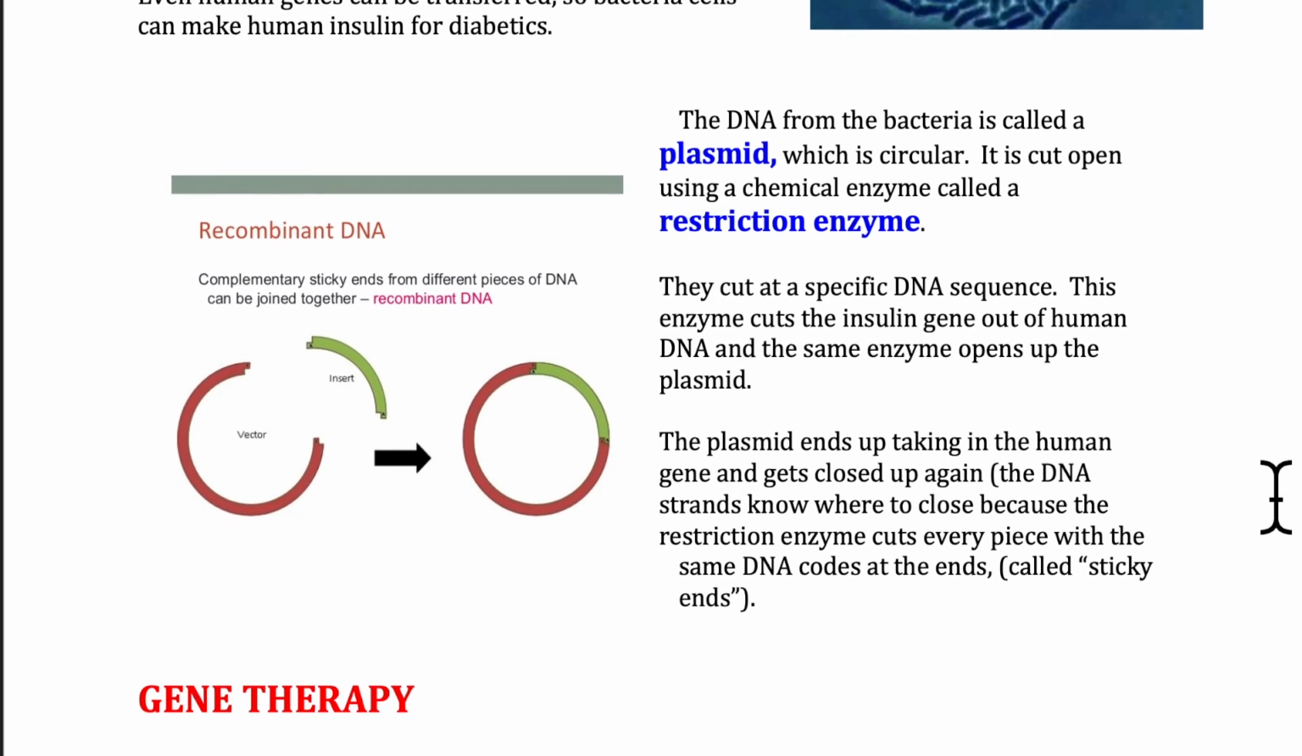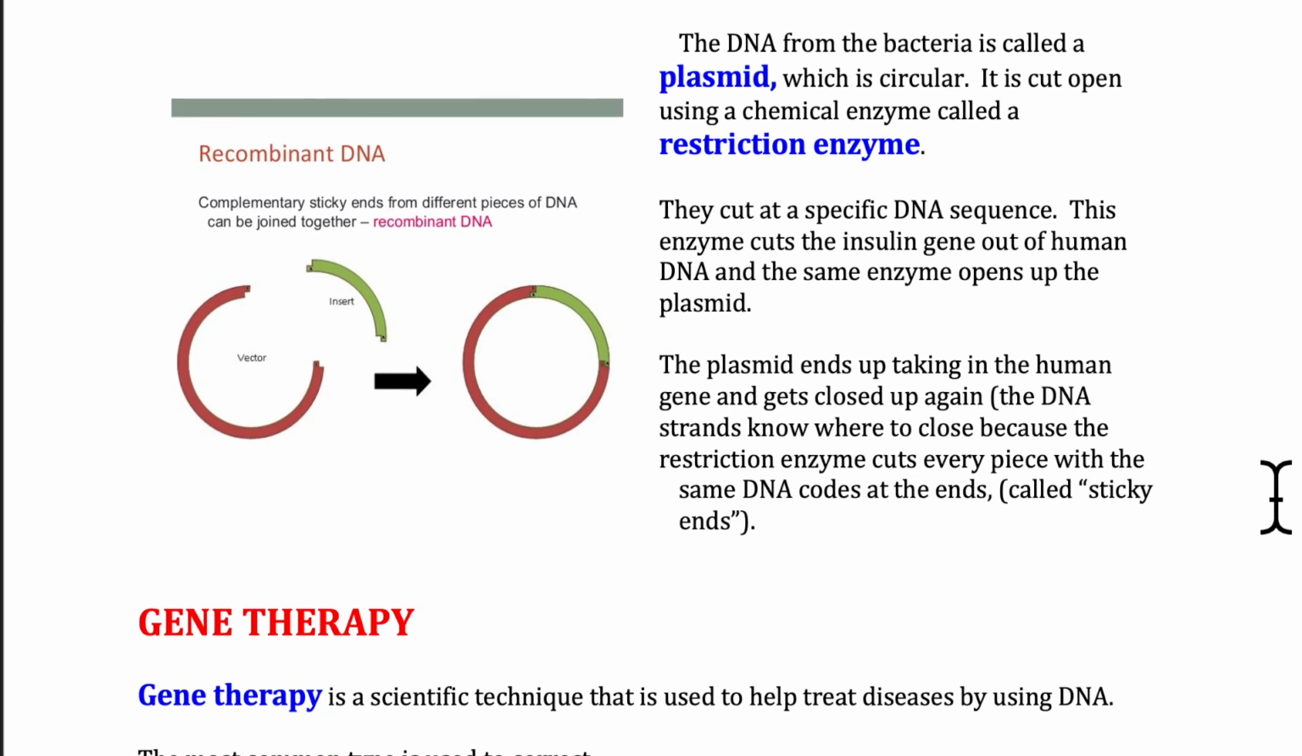The DNA from the bacteria is called a plasmid, which is circular. It is cut open using a chemical enzyme called a restriction enzyme. They cut at a specific DNA sequence. This enzyme cuts the insulin gene out of human DNA and the same enzyme opens up the plasmid. So this restriction enzyme is opening up the plasmid, and then the plasmid ends up taking in the human gene and gets closed up again.